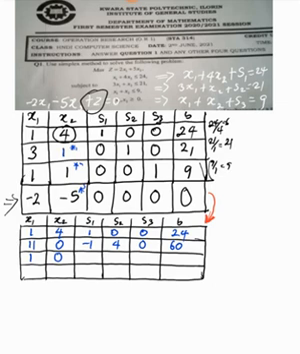0 times 4, 0 minus 1 is going to be minus 1, of course.